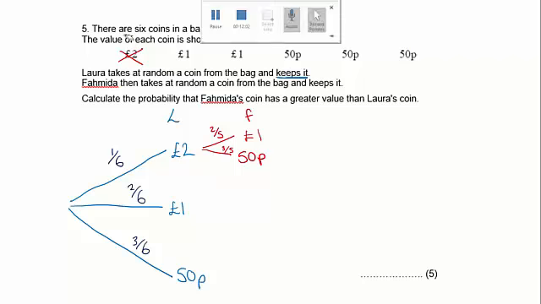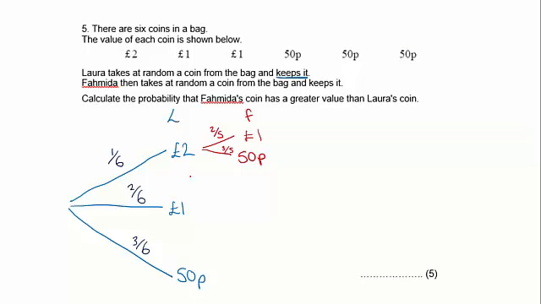Okay, then we say, right, what happens if Laura picks out a £1 coin? Well, if Laura picks out a £1 coin, then Famida can either pick out a £2 coin, a £1 coin, or a 50p coin. Working out the probabilities, let's say Laura's got that £1 coin. So the probability of Famida picking out a £2, well, there's 1 out of 5 coins, so it's 1 out of 5. There's only one £1 coin left, so that is also 1 out of 5. And there are 3 50p's, so that is 3 out of 5.